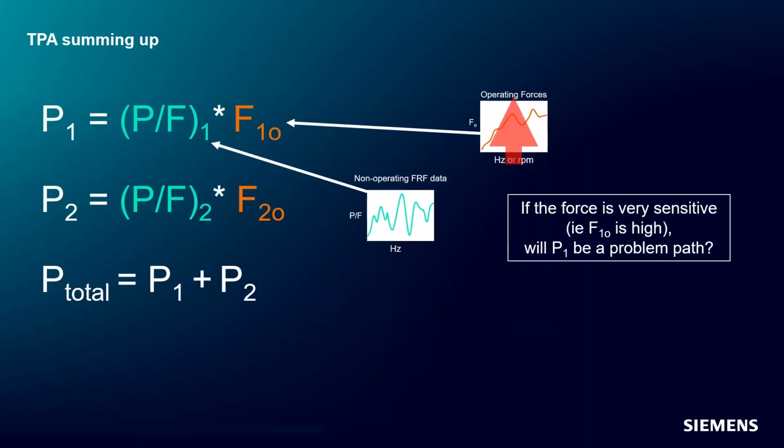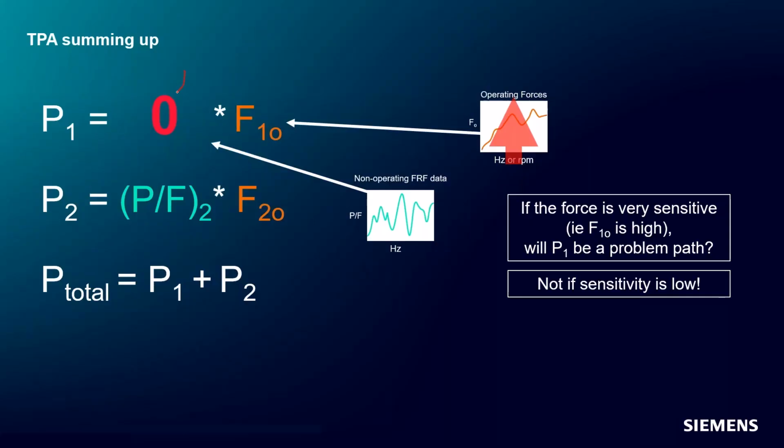On the other hand, if we have really high operating forces, would P1 be a problem? The answer would be no, definitely, because the sensitivity of the structure could be 0. It's the same story. We have to really look at both and then see the total, etc.